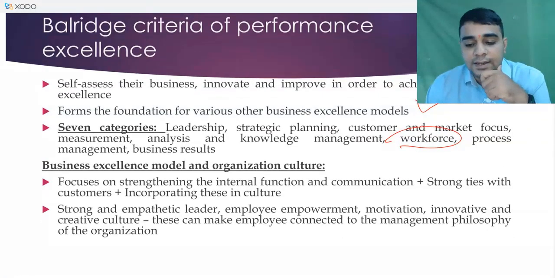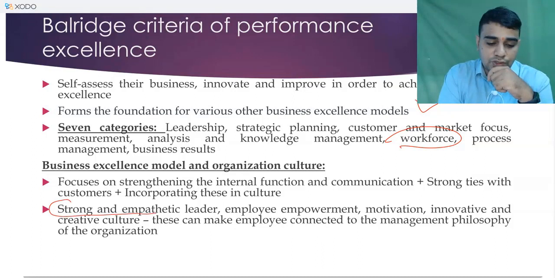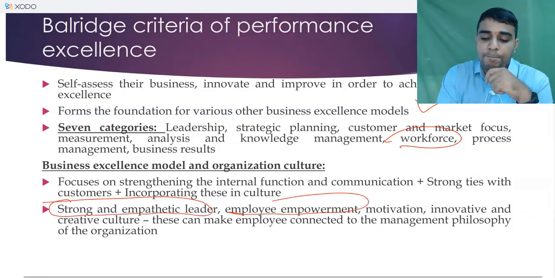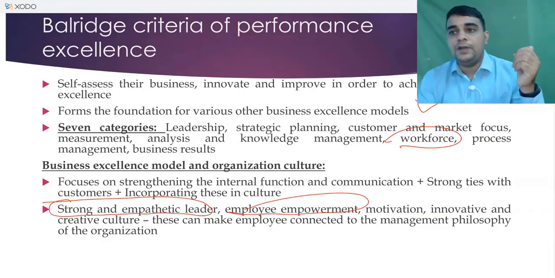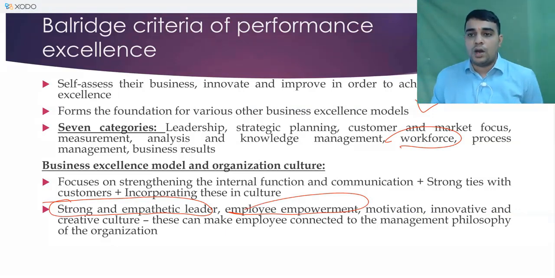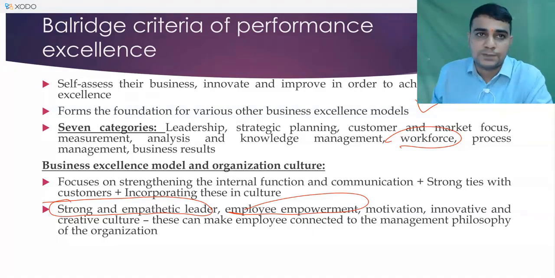Focus on strengthening the internal function and communication, strong ties with the customer. This is what is very critical. Strong and empathetic leader, employee empowerment. If you want your business excellence models to work well, you need good leadership and empowered employees. What is empowered employees? You give them certain responsibility, you also give them the freedom to achieve it rather than putting lot of restriction. If you put in lot of restriction, then they will not be able to perform their task and they will not be connected to the organization. They may not work as per the needs or the culture of the organization.